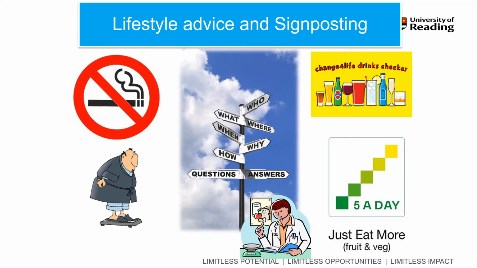Give them advice about diet, about 5 a day, the importance of getting 5 portions of fruit and veg a day. You might want to refer them to an alcohol advice service or the Change for Life website, which has a drinks checker on it if drinking can sometimes be a problem. Remember, this is a golden opportunity. We should always give healthcare and lifestyle advice at every opportunity that we can.